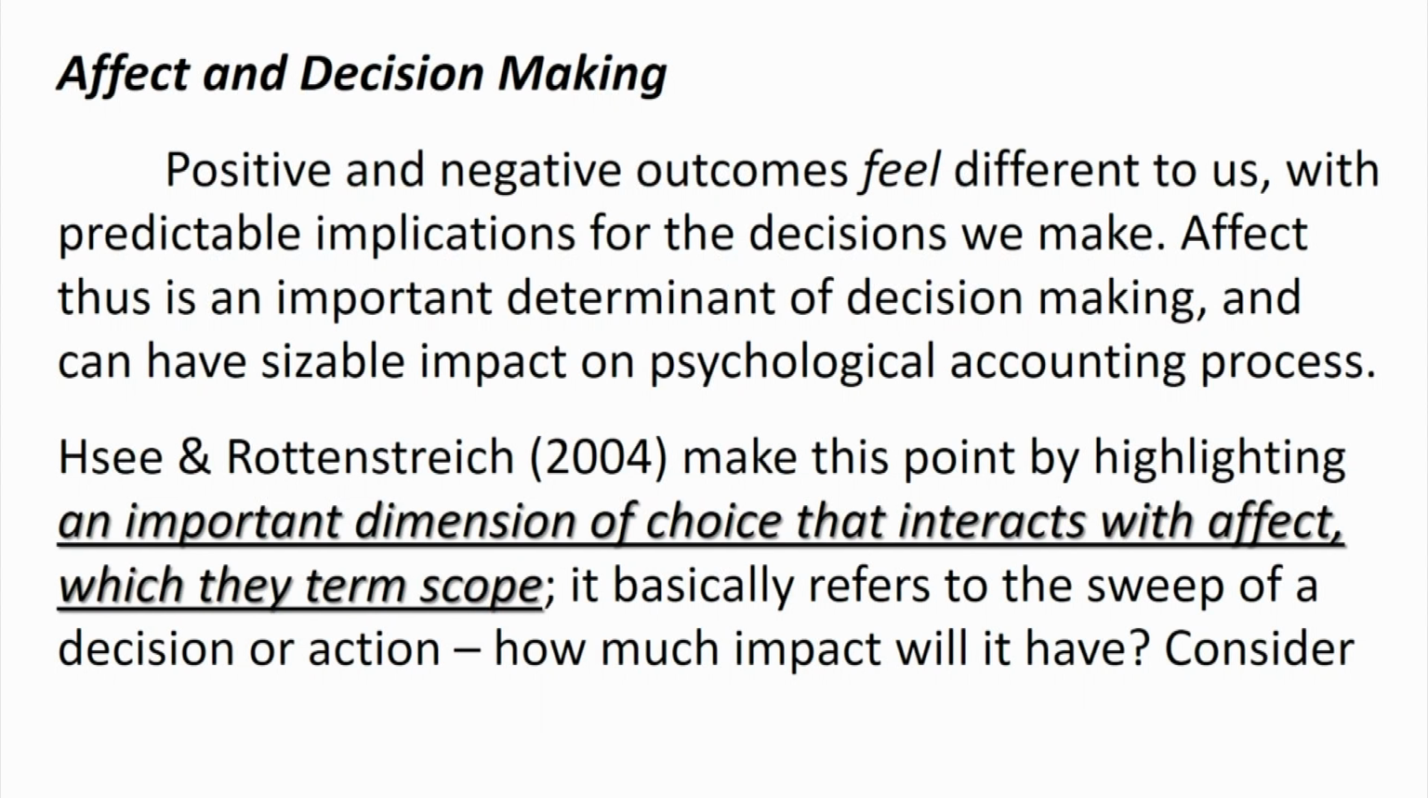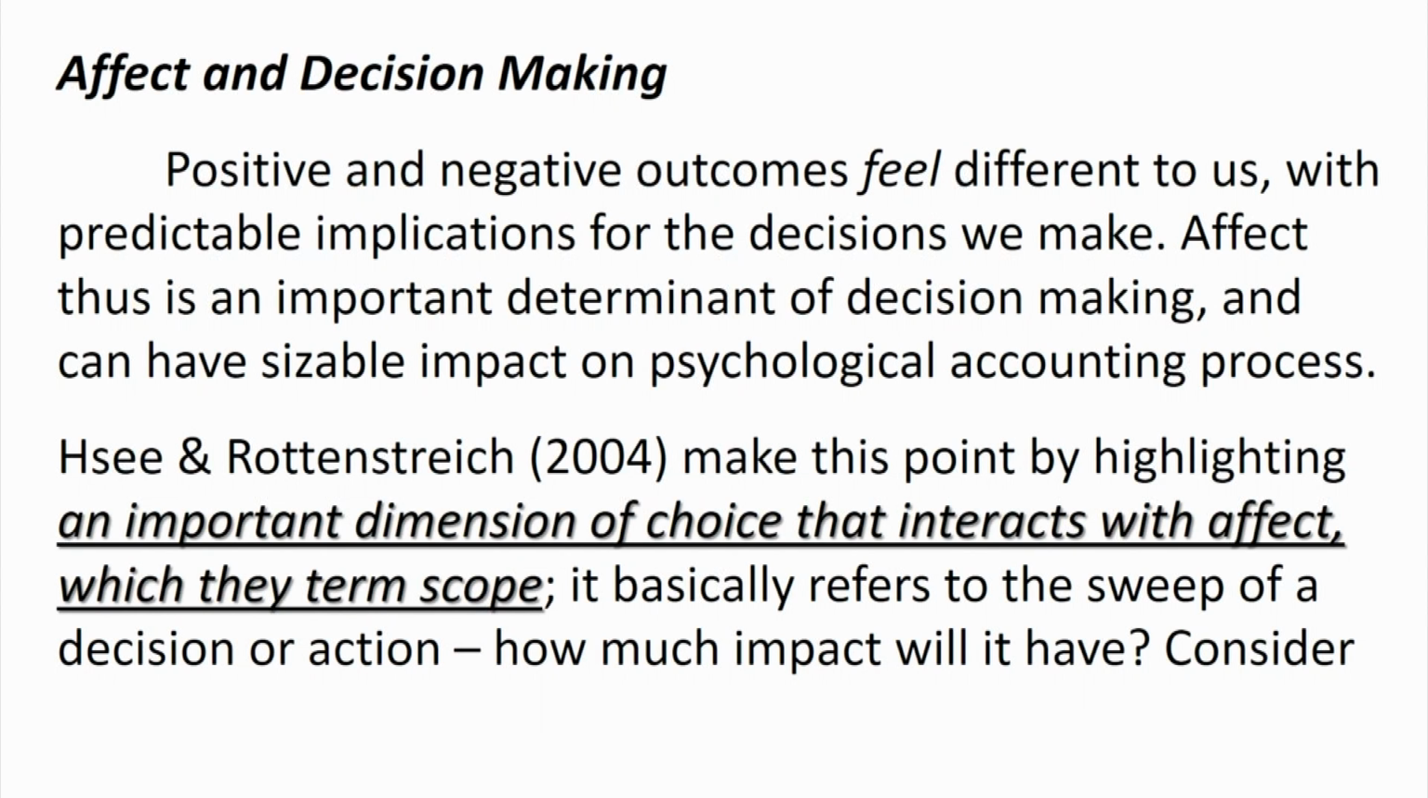So, our decisions are not just in terms of factual information, they are also related to the kind of feeling that we get after taking a particular decision. After choosing a particular alternative, how we feel about that alternative also plays a major role in how decision making is done. So, affect is an important determinant of decision making and can have a sizable impact on the psychological accounting process. It is basically the feeling, the kind of pleasure or pain that you get out of taking a decision, that decides a lot about how you take decisions.